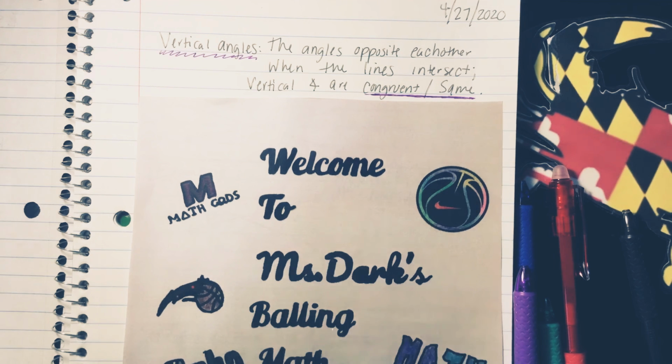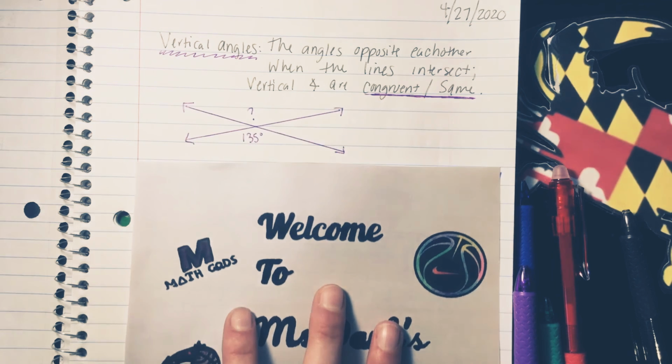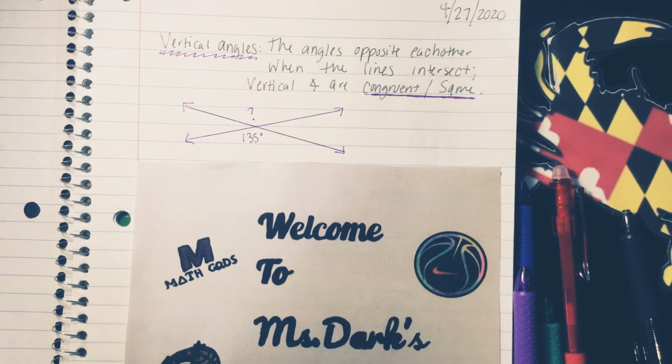The definition of vertical angles is the angles that are opposite each other when the lines are intersecting. They are vertical, which means that they are congruent angles. So when they're vertical angles, it means they're congruent and the same. Essentially, if I have angles that are intersecting like this, what would the question mark be?